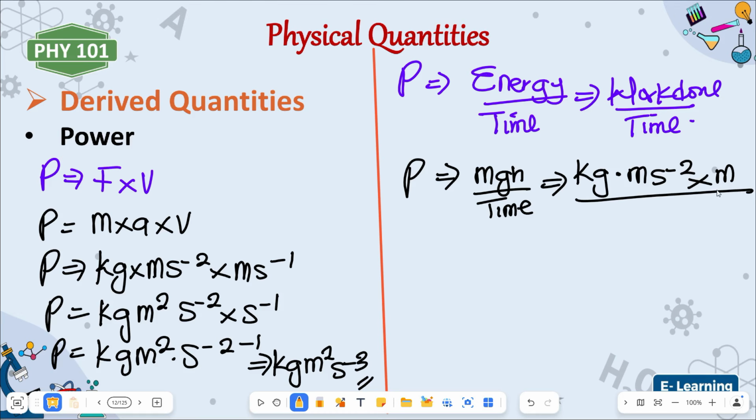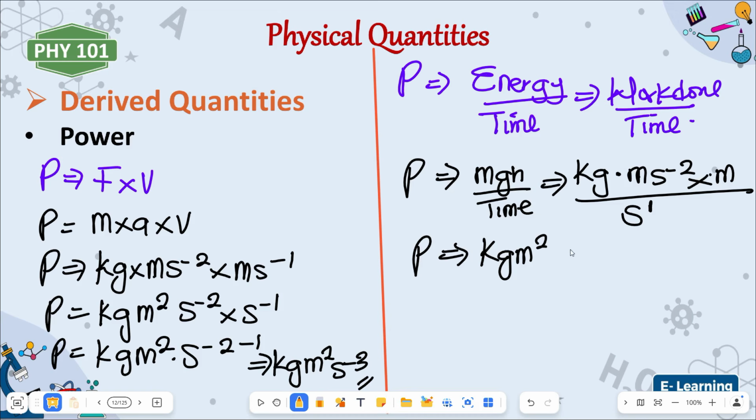I've told you that height, depth, length, radius, displacement, all of them are length. So their unit is always meter. Time is in seconds. So power would be equal to kg, meter times meter, because we have to bring them together. So meter multiplied by meter will give us meter square. The second is raised to the power of 1.